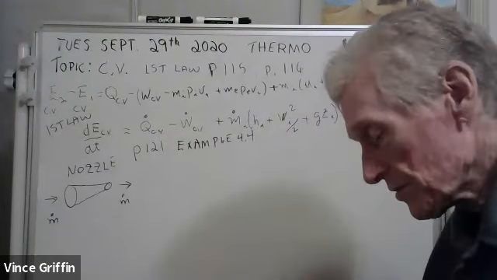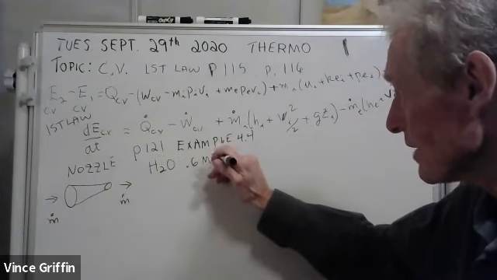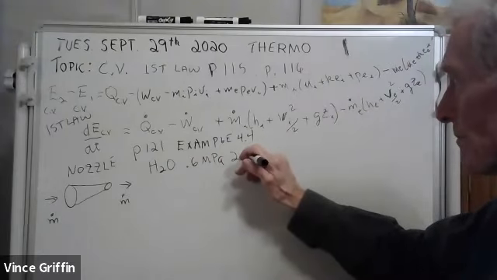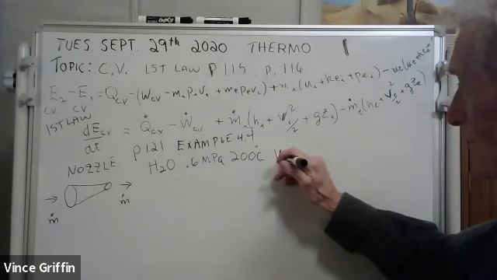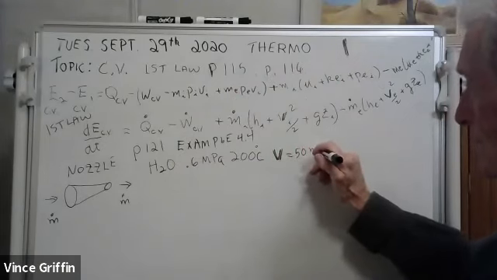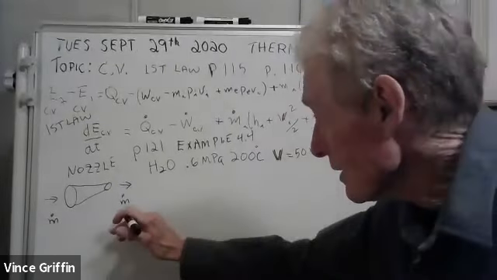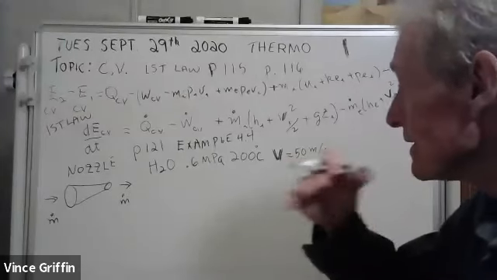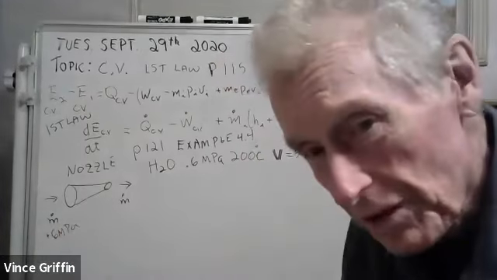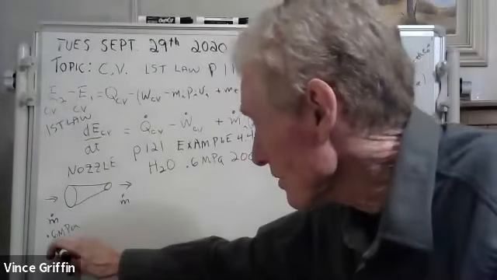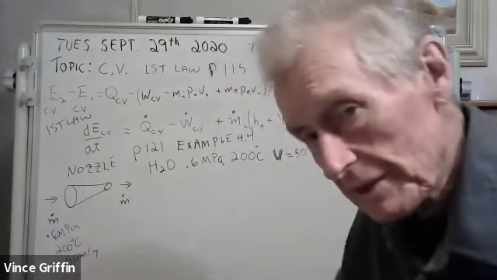They said steam at 0.6, let me write this down. Steam at 0.6 megapascals and 200 C enters an insulated nozzle with a velocity of 50 meters a second. It leaves at a pressure of 0.15. Wait, you see, it comes in at 0.6 megapascals. I don't know if that's showing up on your screen. And 200 Celsius with a velocity of 50 meters a second. That's where it comes in at.